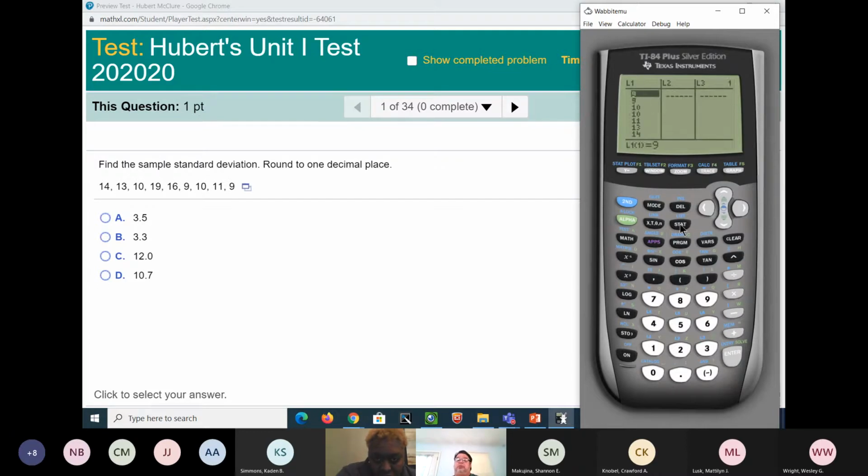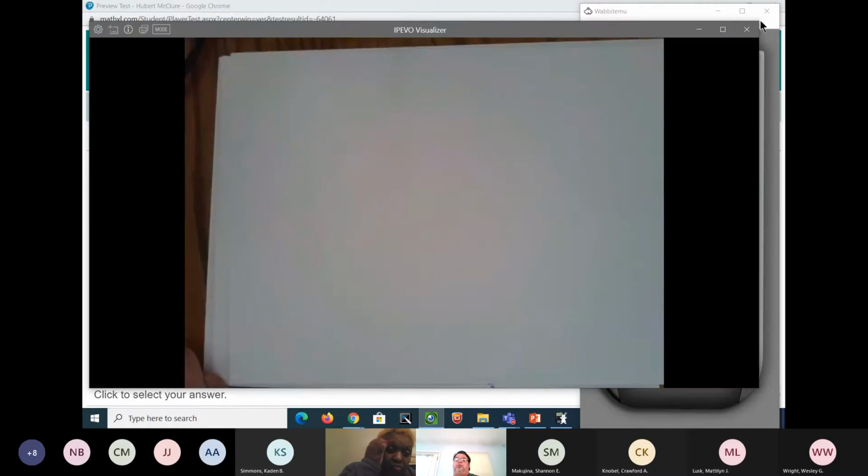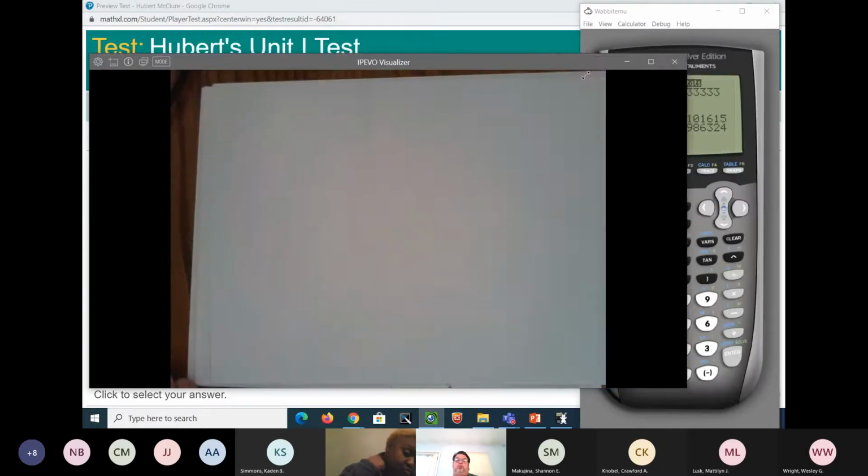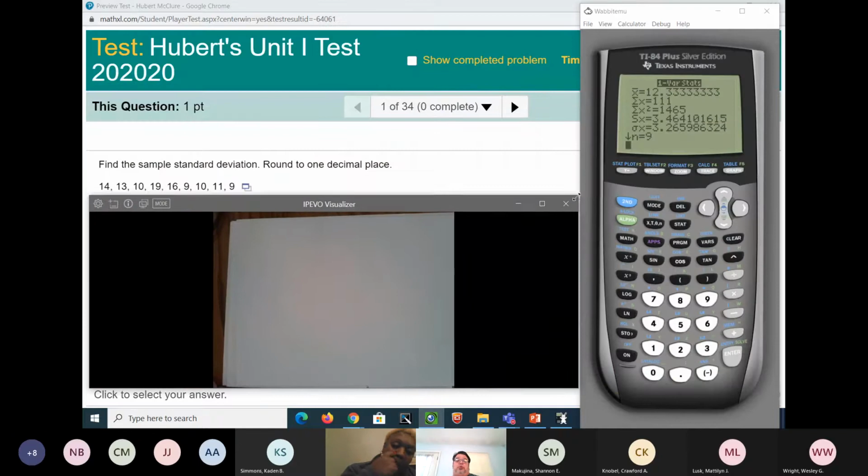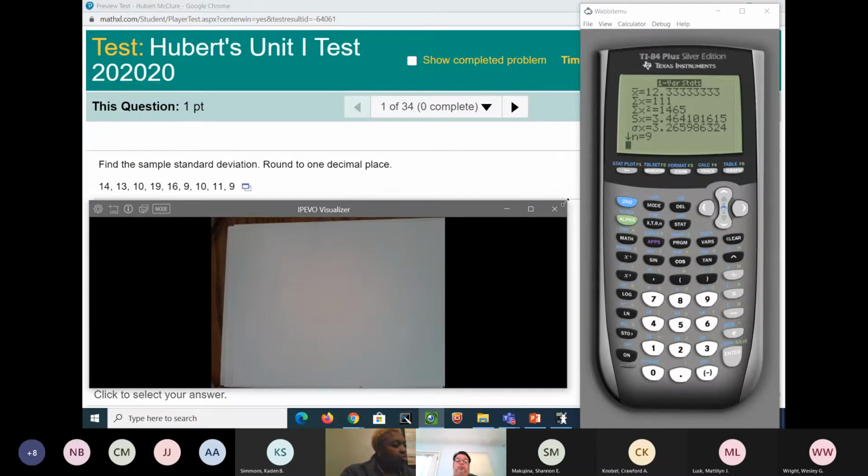Now I'm just going to hit stat, calculate, first variable statistic. It automatically goes to L1. So I just go down to calculate, and there's my numbers. Now I'm going to write down everything so I'll have it. And I'm going to pull up my handy dandy doohickey. Hold on a second, so y'all can follow along with what I'm doing.